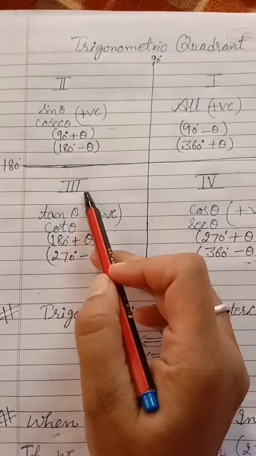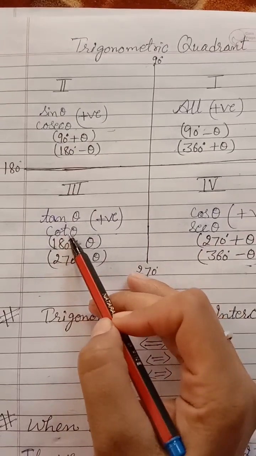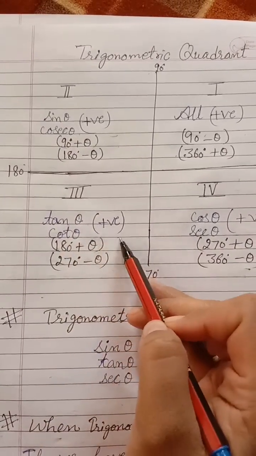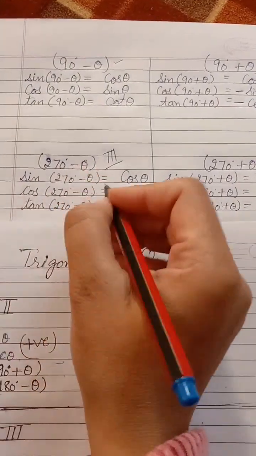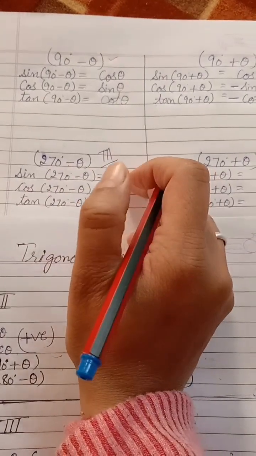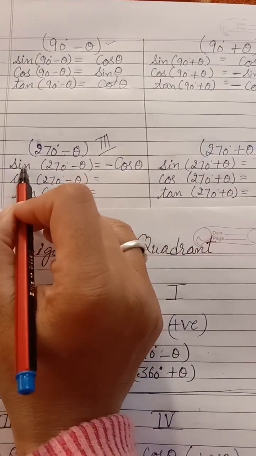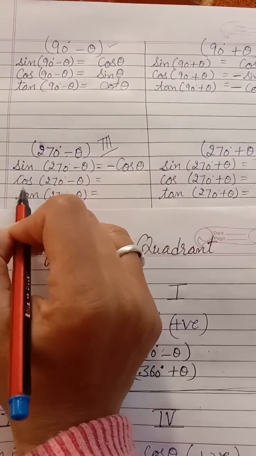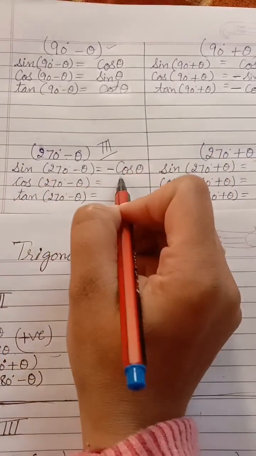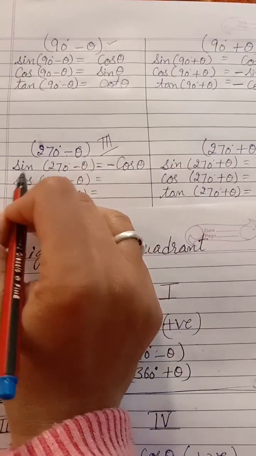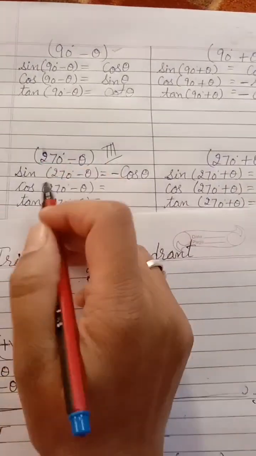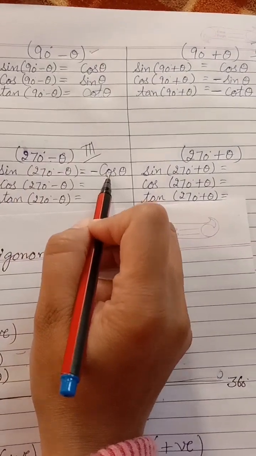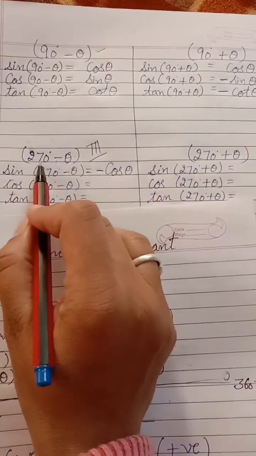It means in the third quadrant, tan and cot will be positive and others will be negative. It means sine theta will be negative in this quadrant. We have to check the signs according to these trigonometric functions, not this. So sine theta will be negative in this quadrant and sine will convert into cos, because we have angle 270 degree minus theta.